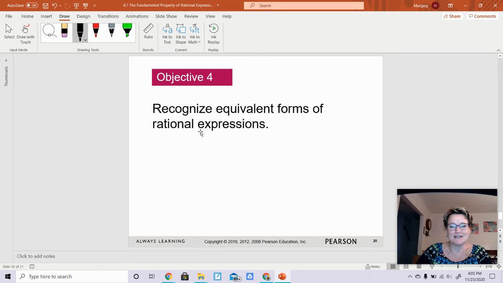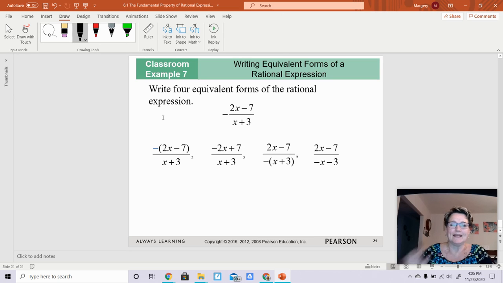Let's go to the next page. Now, it says, write 4 equivalent forms of the rational expression. There are 4 ways to write this. The first way is by putting the negative sign up in the numerator. So you see how they have just negative times 2x minus 7 all over x plus 3. Now, if they actually distributed the negative sign, they would have gotten negative 2x plus 7, because negative times 2x is a negative 2x. Negative times a negative 7 is a positive 7. And then the denominator, of course, stays the same.